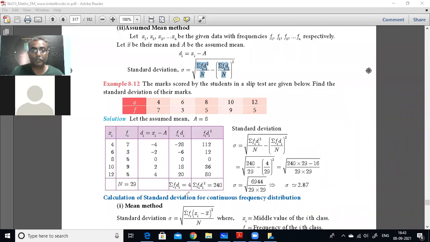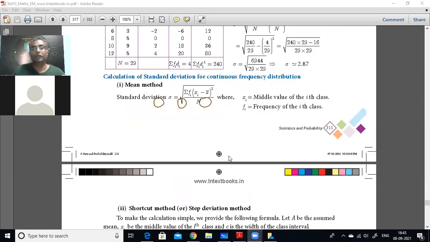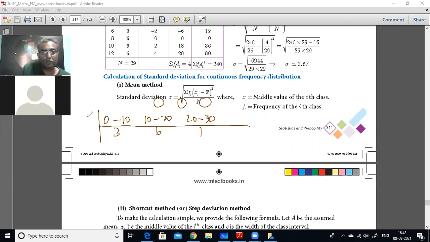Now, the next problem. This is all discrete data. X is discrete data, this is not class data. But in the next method we are going to see how you calculate standard deviation if you take continuous data. What do you mean by continuous data? You are going to get 0 to 10, 3; 10 to 20, 6; 20 to 30, 1, like that. You understand? Yes, sir.